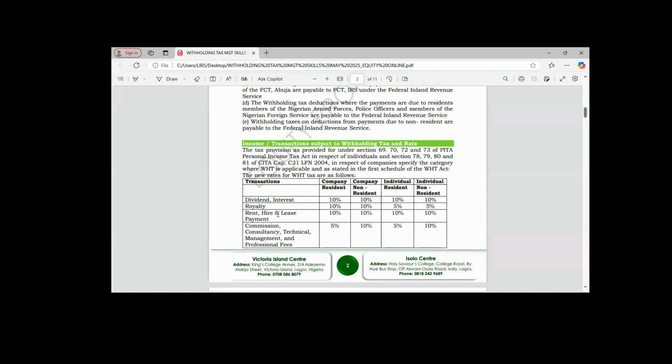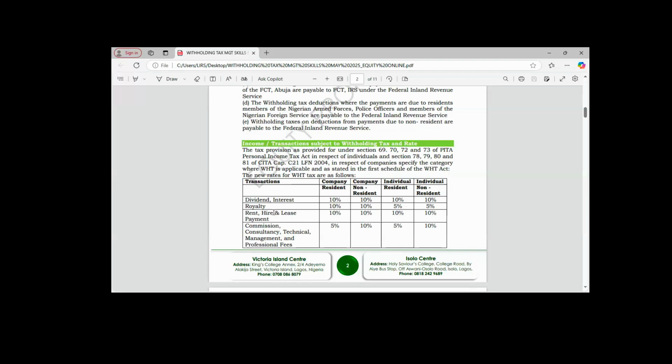Rent, hire of equipment, hire of motor vehicle, any form of hire or lease payment is 10% throughout for all categories of taxpayer. Please, this hire of motor vehicle that I mentioned is not when you order Uber. Please don't go and order Uber and say your lecturer mentioned that when you hire a motor vehicle you are supposed to deduct. So it is not that.